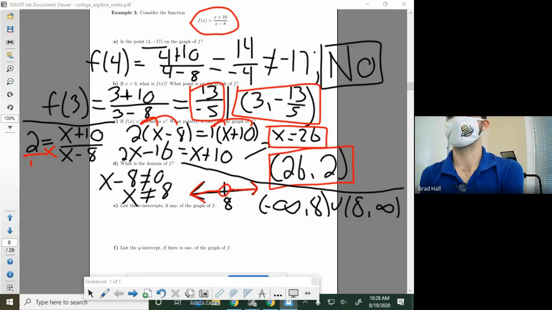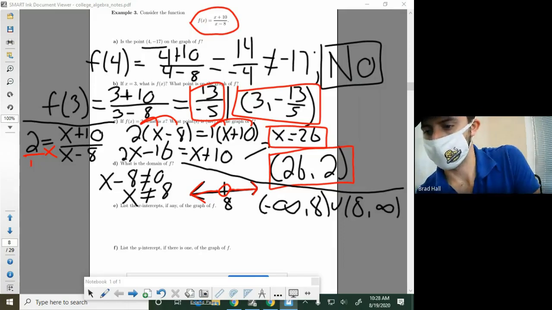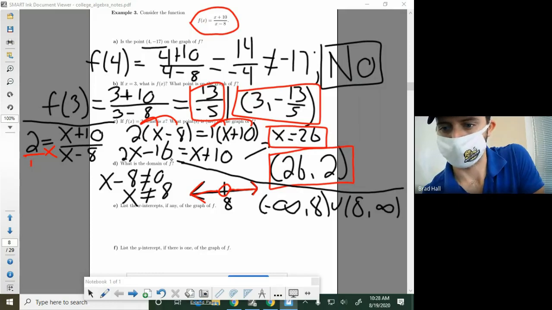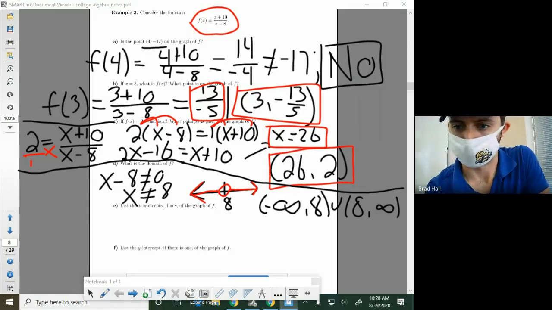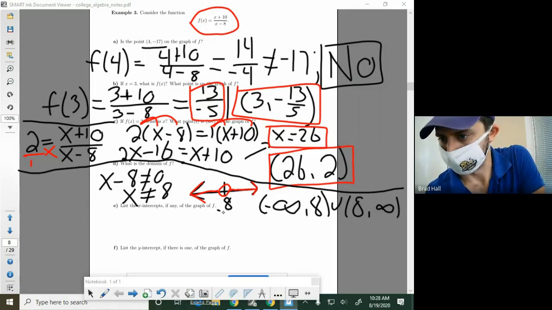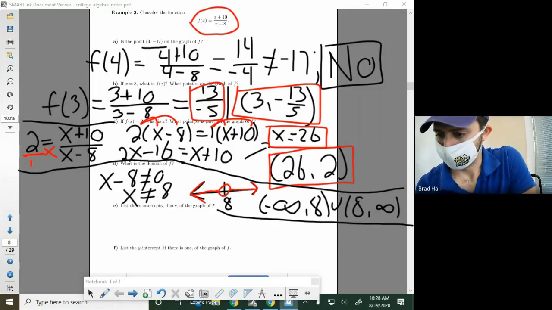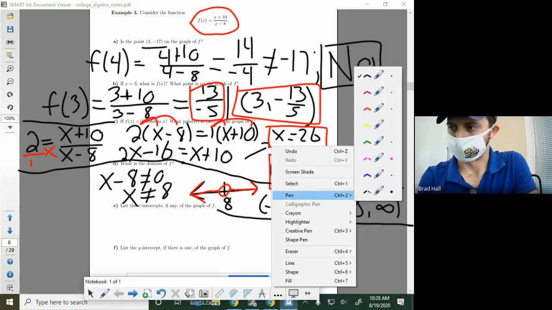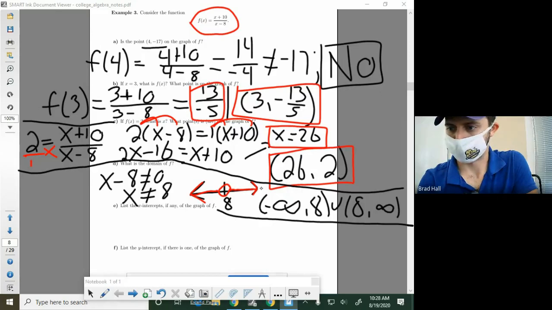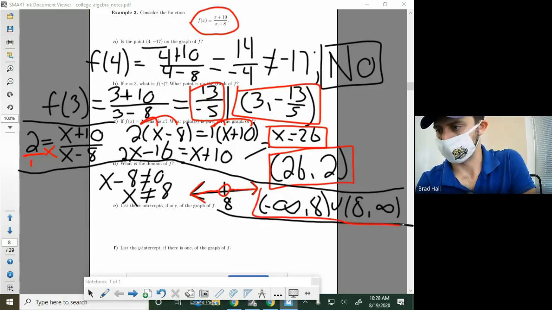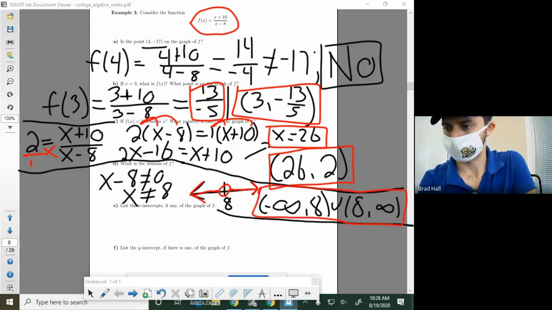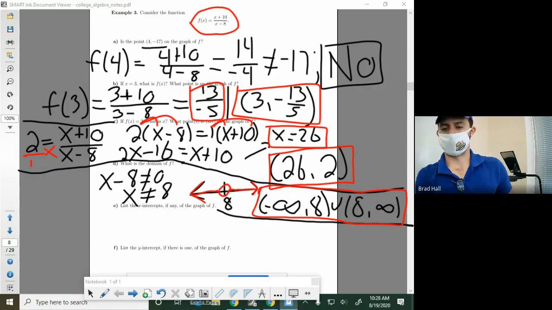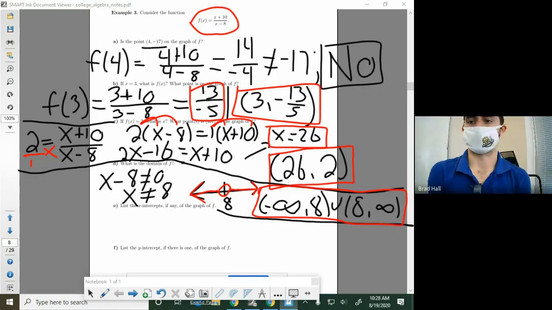Yes? What's that? Was that for part E or was that for part D? This is for part D. So yeah, it's kind of cluttered a little bit. We're still on part D. So the final answer for part D, provided they ask for interval notation, is exactly this right here. If they ask for an inequality, it would be x not equal to 8, but I can't remember.